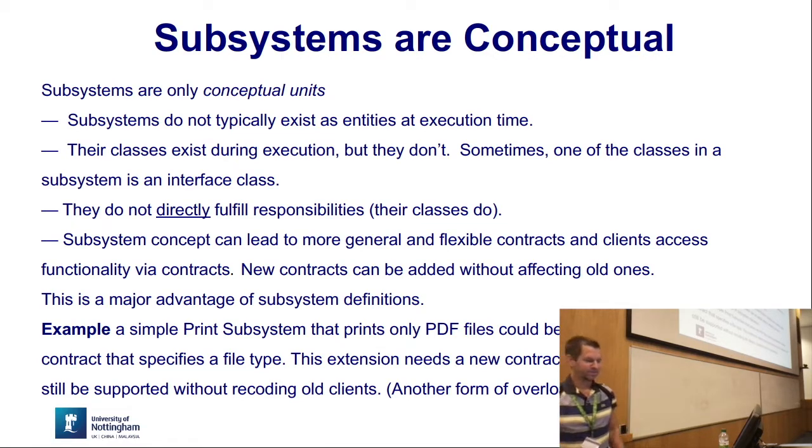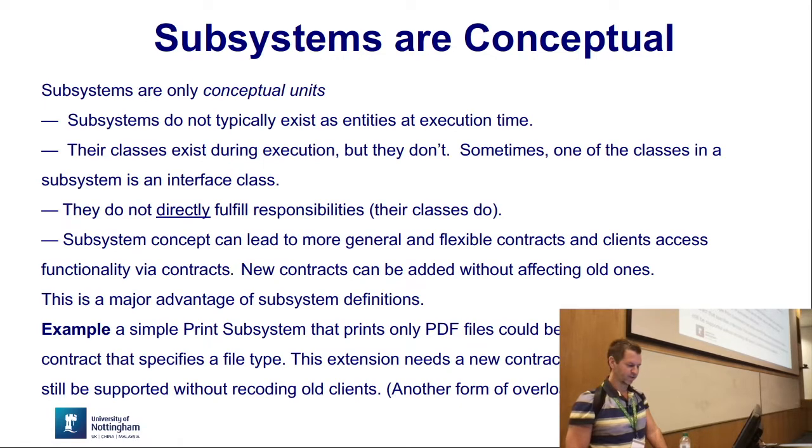Subsystems are conceptual, so they don't actually exist necessarily. You don't have to instantiate a subsystem at runtime. Their classes may exist during execution, but the subsystem itself doesn't. Sometimes one of the classes in a subsystem is an interface class. So if you want to have a well-defined subsystem, you introduce an interface class, and all the communication goes through that interface class. That's all we have to know about, and we hide the complexity of the underlying system. The interface classes may not directly fulfill their responsibilities. They just pass the message on to the relevant object inside the subsystem.